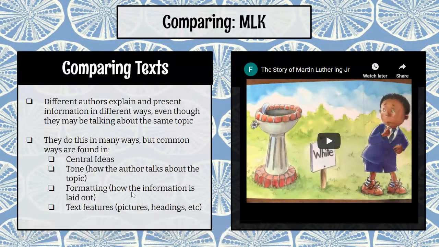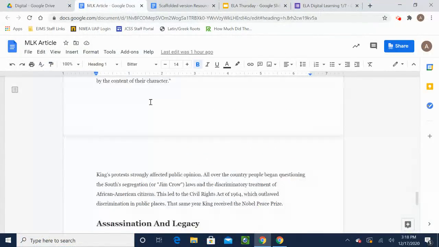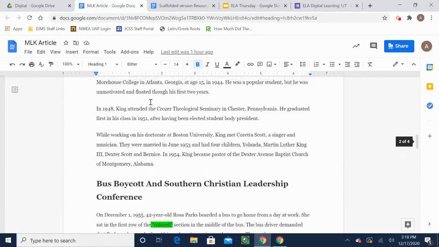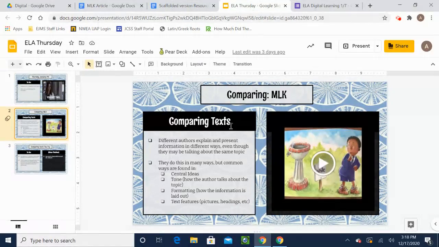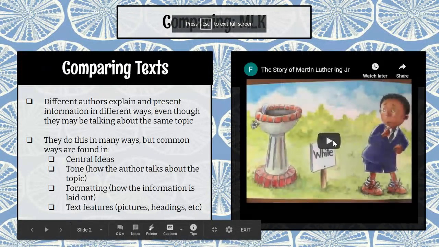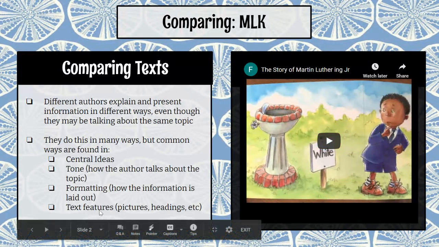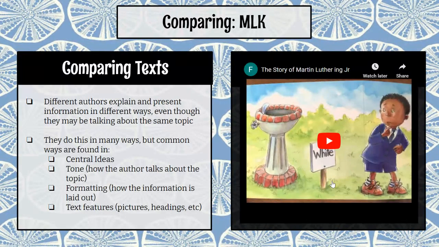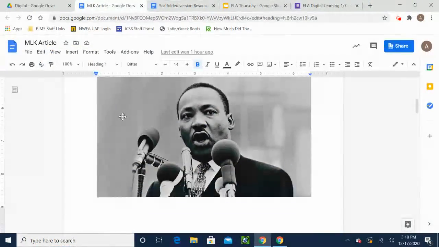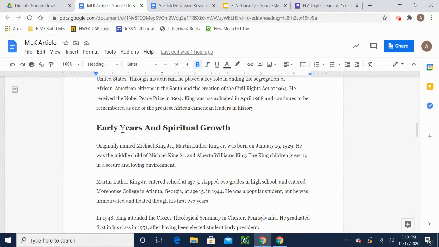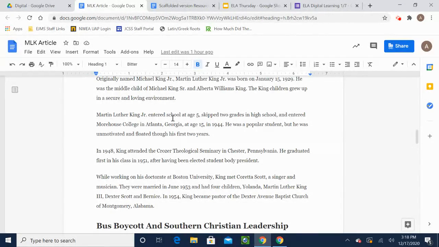Formatting. You'll notice on this article, we see lots of words, mostly words. We only have one picture. In this one, we didn't see any words, none. We only saw the pictures. Even though there were some words, they are not filling the page like that article did. This is mainly pictures. And that goes back to text features. Here we don't have headings. These pictures are telling the story. But in this article, the headings and the pictures are what section off the information and tell the story.